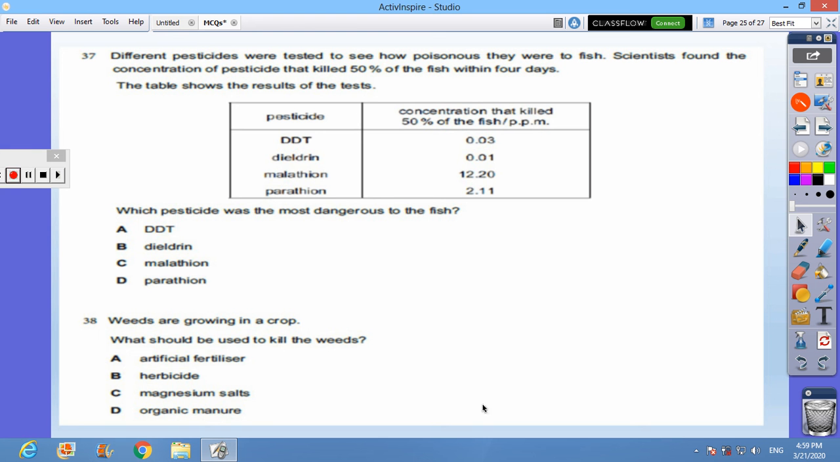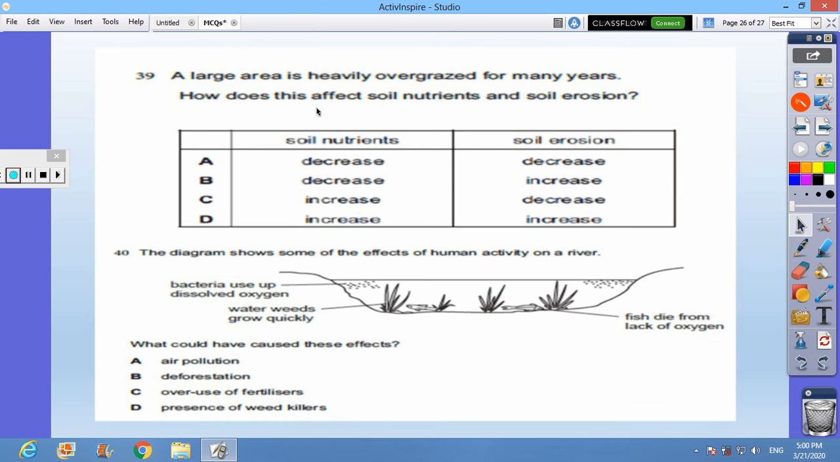38. Weeds are growing in crops. What should be used to kill the weeds? B. A herbicide, which kills herbs. 39. A large area is heavily overgrazed for many years. How does this affect the soil nutrients and the soil erosion? B. Decrease in the soil nutrients, increase in the soil erosion.